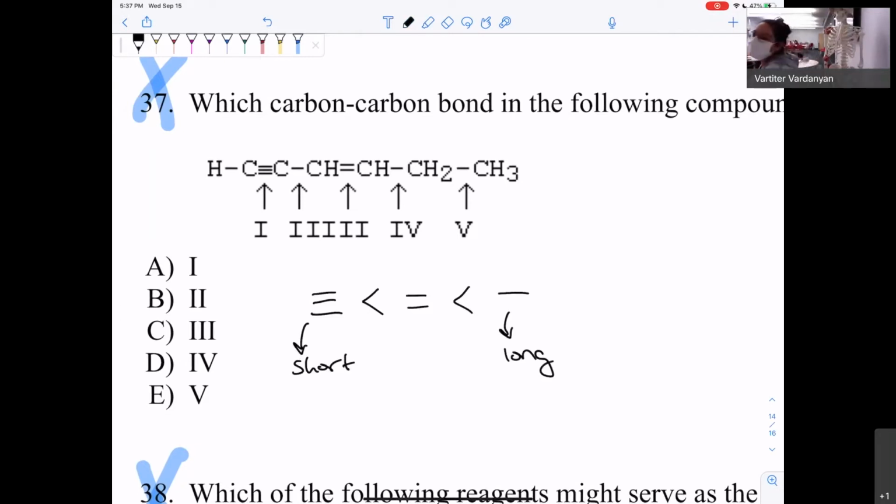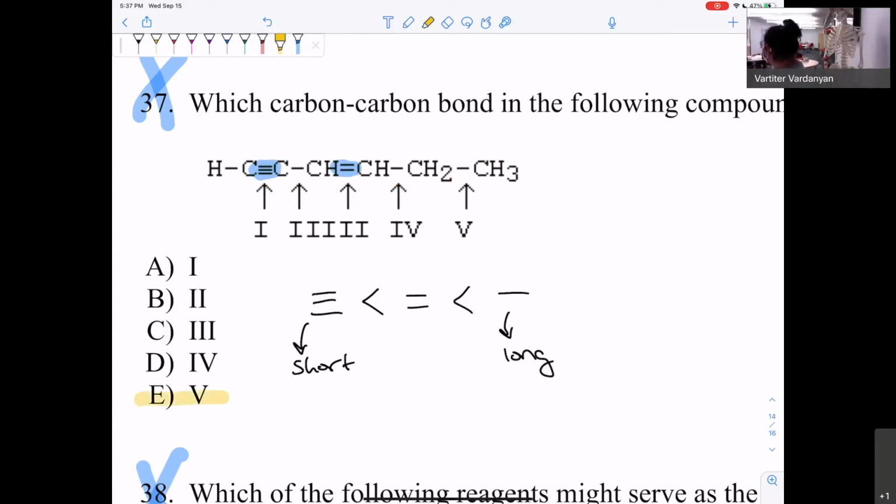And so if he were to ask you which of the following bonds is the longest, you want to pick the single bond that's as far away as possible from all the rest of the double bonds and triple bonds. So double bond, triple bond. This single bond is the furthest from the rest of these guys. So that one is going to be the correct answer.